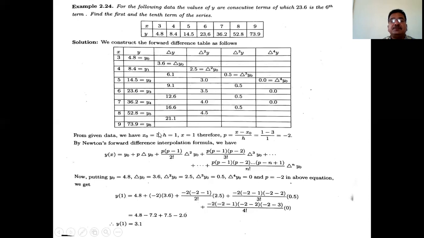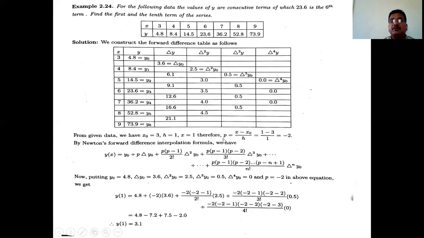Write a, which means the first point, is 3. Then h is what? 3, 4, 5, 6. The common difference is 1. And x is where we have to find the value, that is at 1. We have to find the first term, which means we have to find the value of y or f(x) at 1. Therefore, x is 1. And u, right here, instead of p, write u.